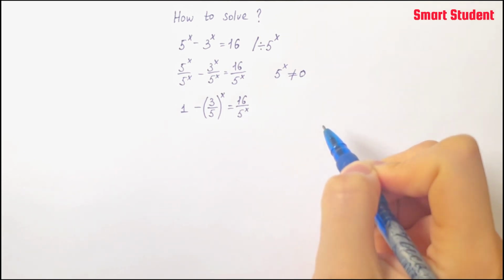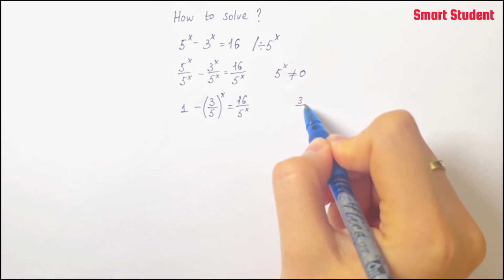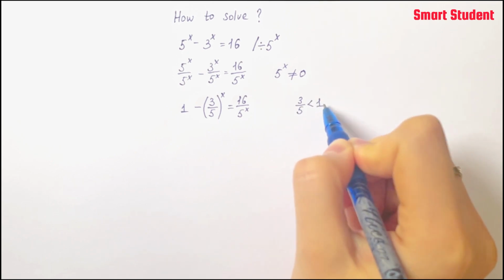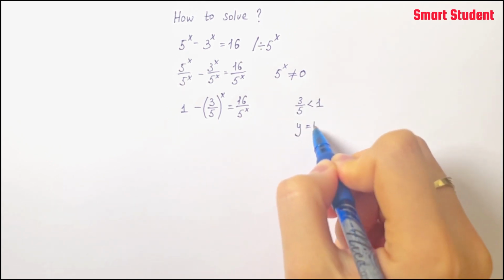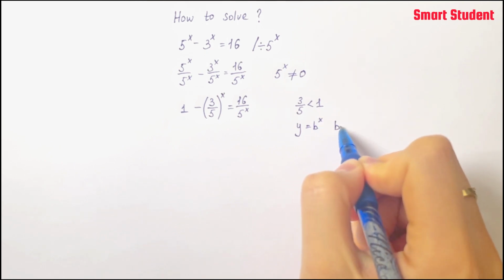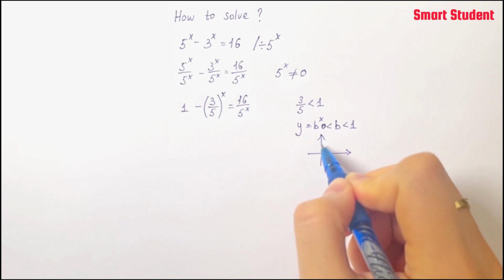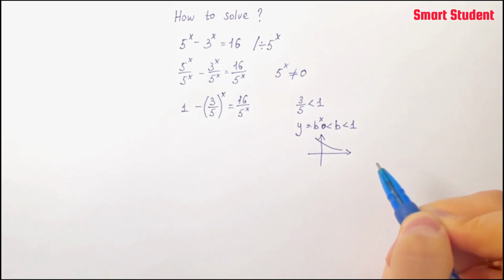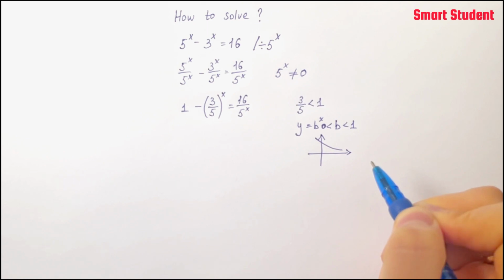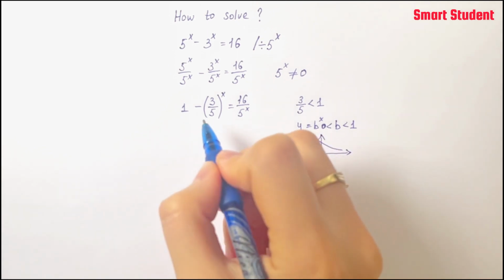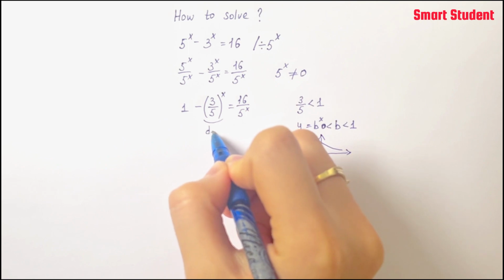Now, when you look at this equation carefully, it has an interesting feature: 3 over 5 is less than 1. So if you have an exponential function y equals b to the power x, and b is between 0 and 1, then you're basically talking about a decreasing function. If b is greater than 1, then it's going to be an increasing function. In this case, we have a decreasing function.